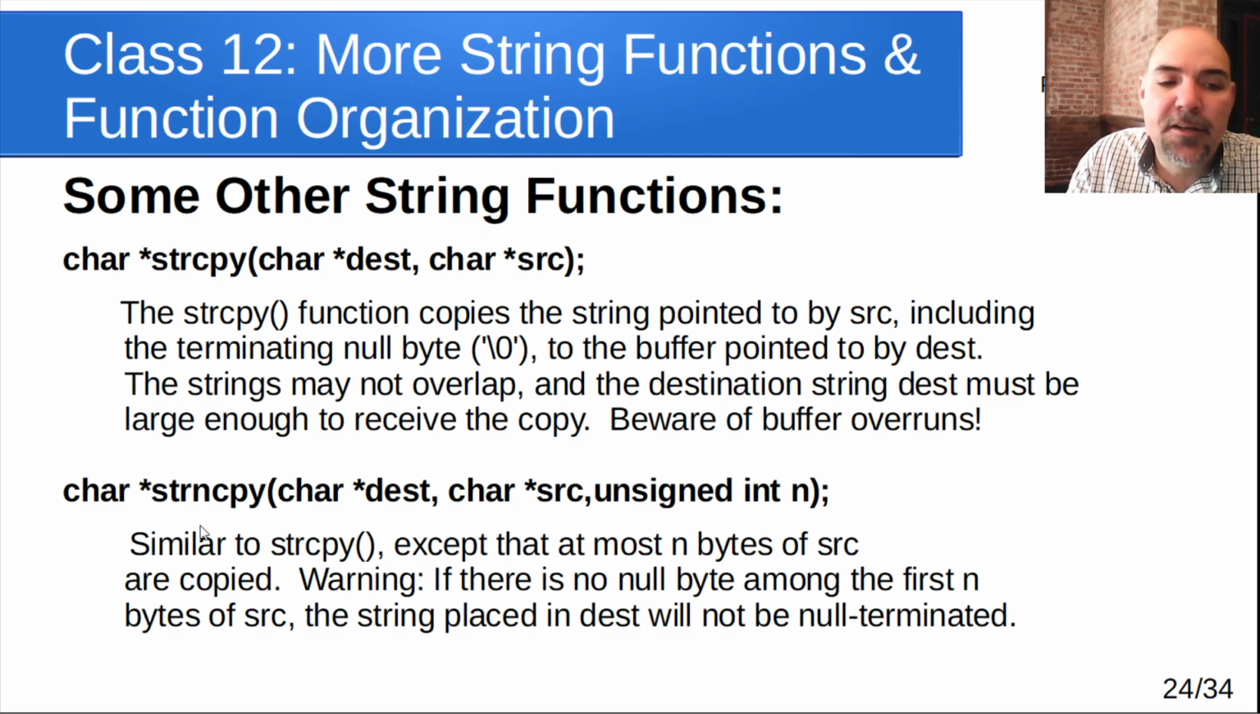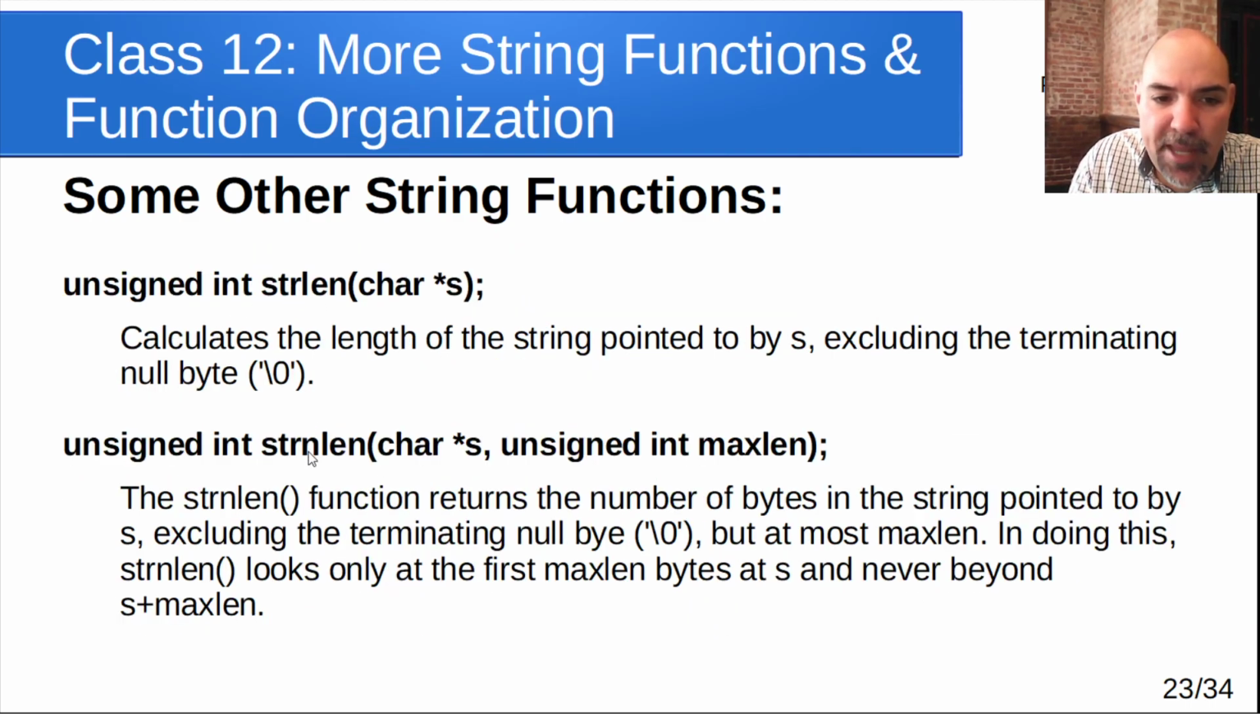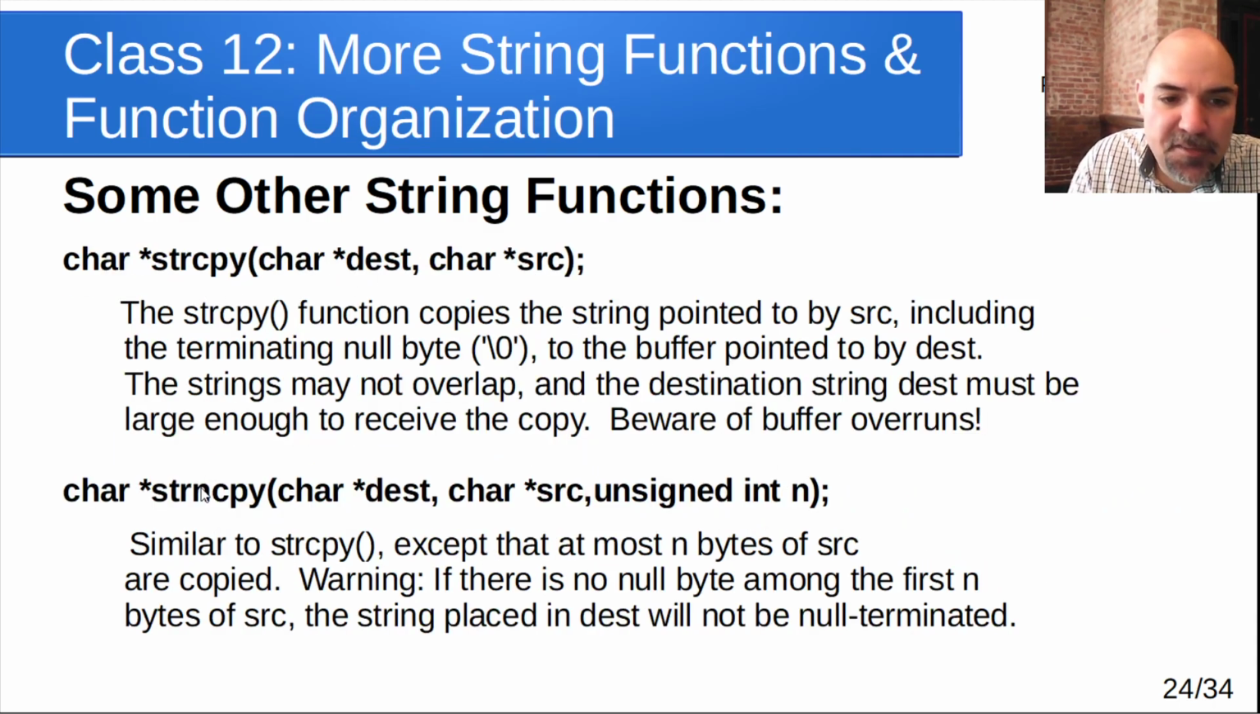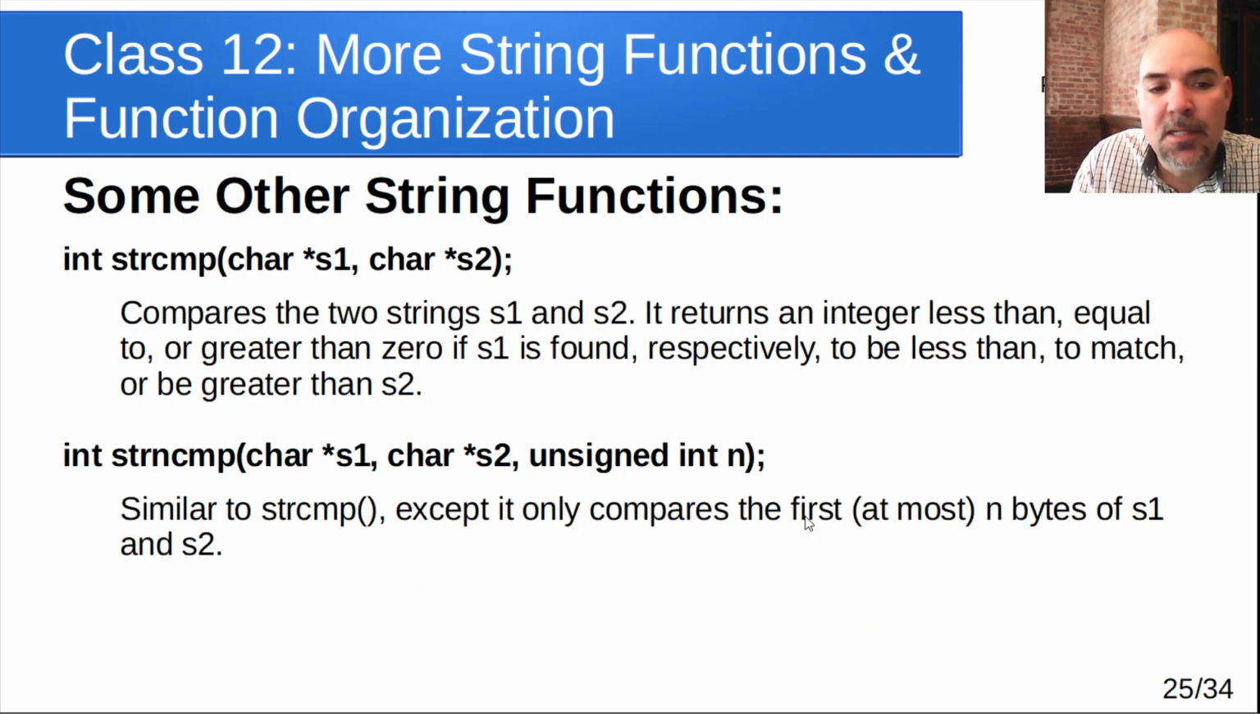All right, anyway, notice that there's a pattern developing here. There's the normal version of the function, and then there's the one with the n, which stands for number limited. And notice strcpy, strncpy. The only difference is we added that one additional argument on the end that says copy from here to there until you get to a null or you get to n bytes at the end. Also notice that it has this warning here that if there's no null byte among the first n bytes, it will not put a null on the end. We would have to do that ourselves.